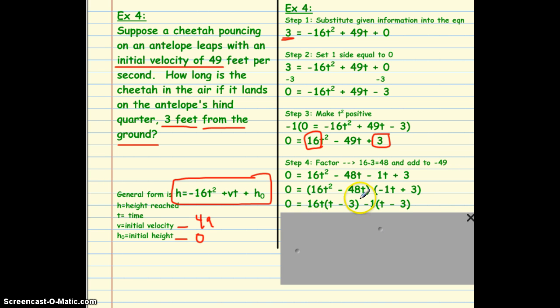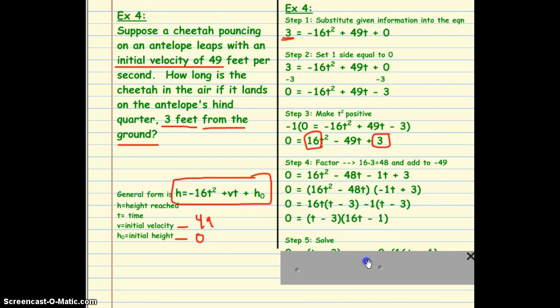Let's see, first term I can factor out a 16t, so we'll be left with t minus 3. And looking ahead, I know that I need to have a -3, so I'm going to factor out a -1 out of the second set of parentheses. And then I'll be left with t minus 3. Factoring some more, t minus 3, factoring out what's in parentheses, and what's left is 16t minus 1.